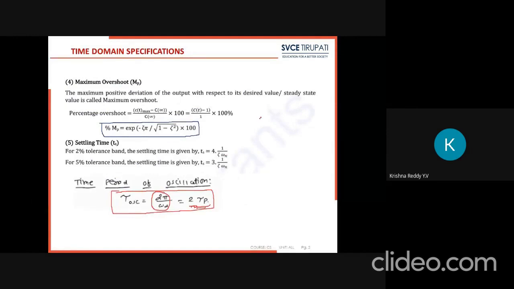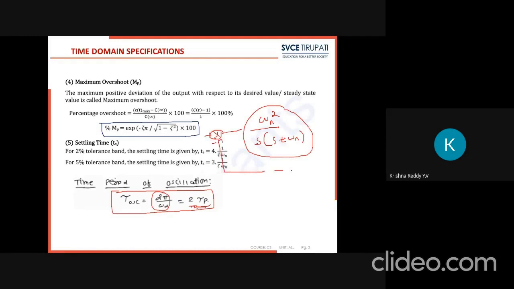Here we are calculating the time domain specifications for the second order system. It is the G of S having unity feedback system. When we are simplifying this, we are getting the second order system omega n square divided by S square plus 2 zeta omega n S plus omega n square.